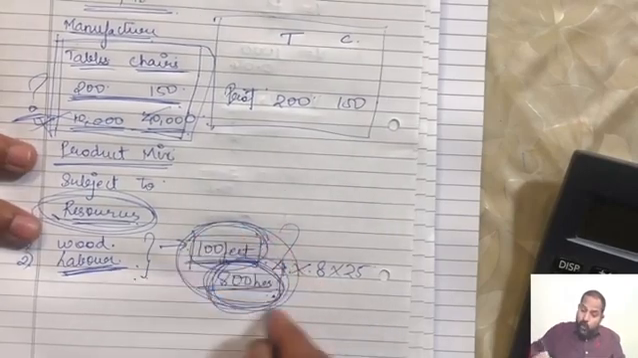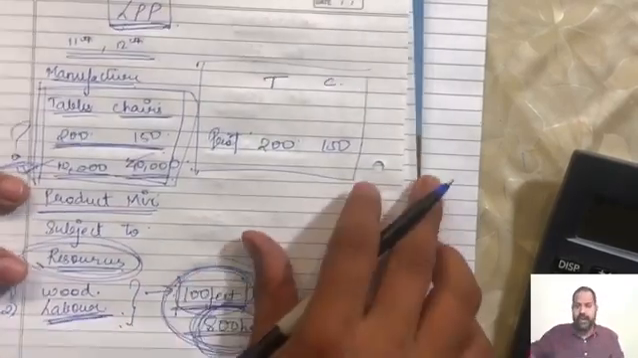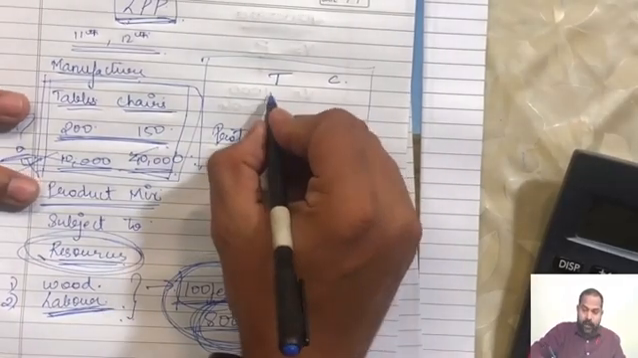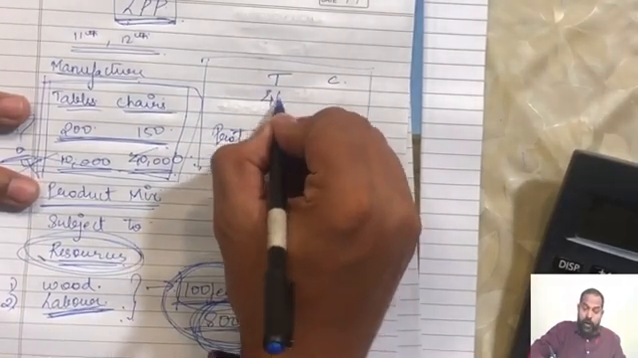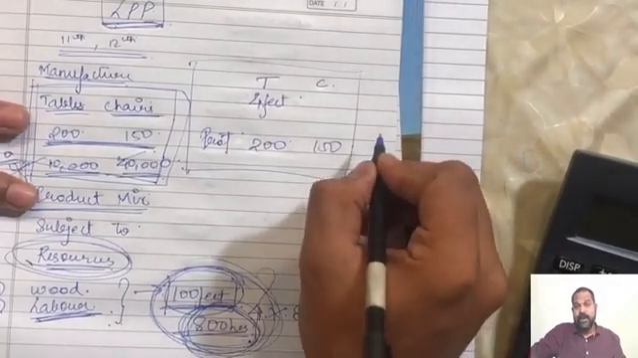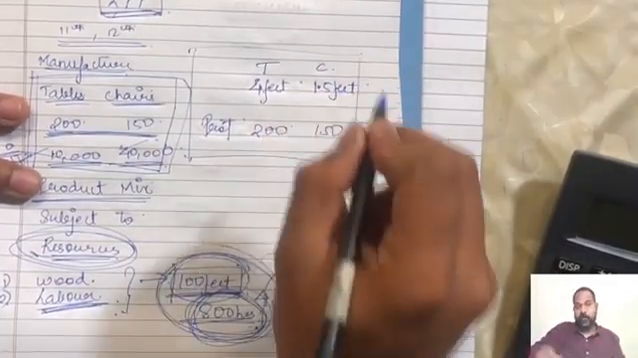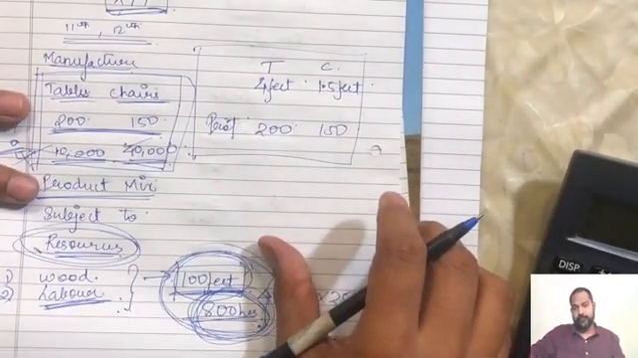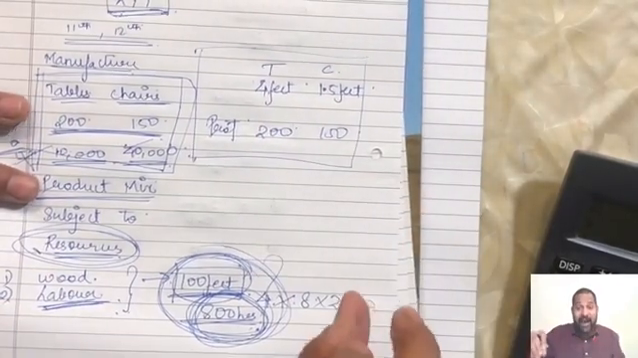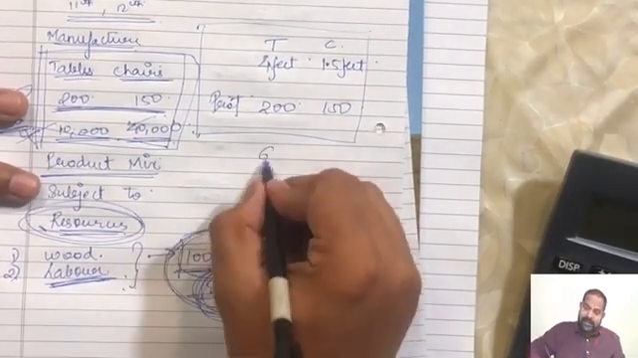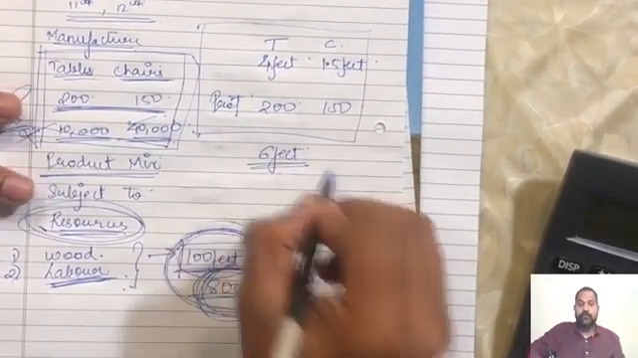What do you mean by used the resources well? I'll tell you. Suppose a table requires 4 feet of wood and one chair requires 1.5 feet of wood. What I have remaining with me is 6 feet of wood.